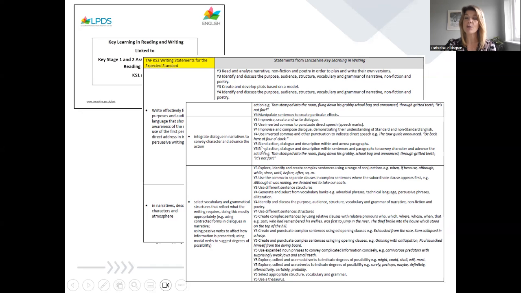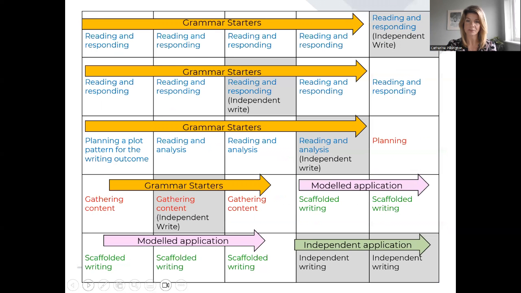In Year 5, we can begin blending action, dialogue, and description so that by the end of Year 6, children are able to integrate dialogue in narratives to convey character and advance the action. So we feel that that's a really helpful document in helping all Key Stage 2 staff members to be really fully aware of which skills need to be taught to build up to those end of Key Stage 2 assessments in writing.